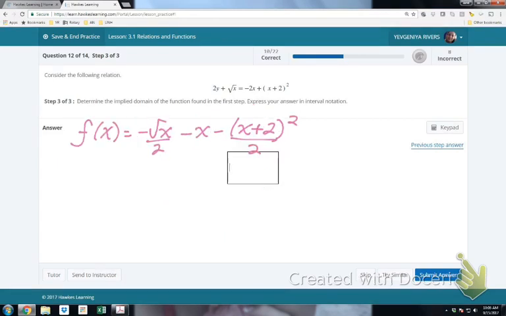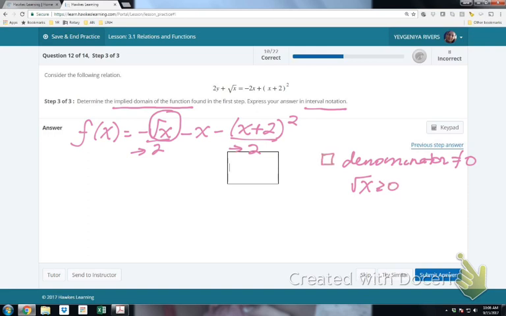In the next and last step for this question, we're being asked to take the function that we have and determine the implied domain of the function and express our answer in interval notation. So the only issue that we have here is with this square root of x. Notice that there's no denominator with any x's, so we don't have to worry about a denominator being equal to 0, although in the future we may. We do have a square root, and we always want our square root to be greater than or equal to 0. So these are the things that we check for.